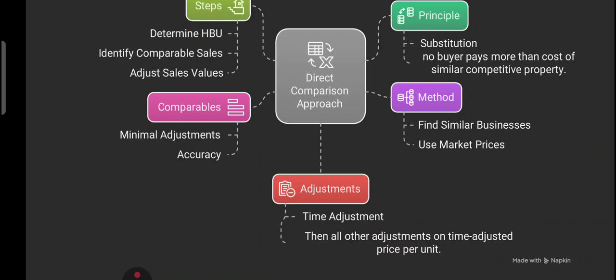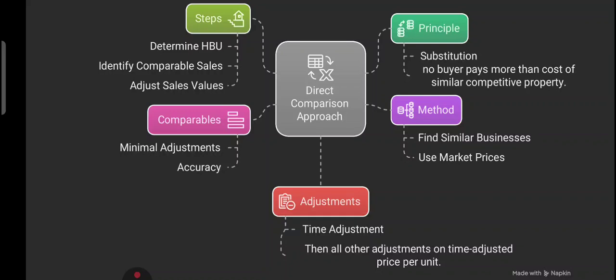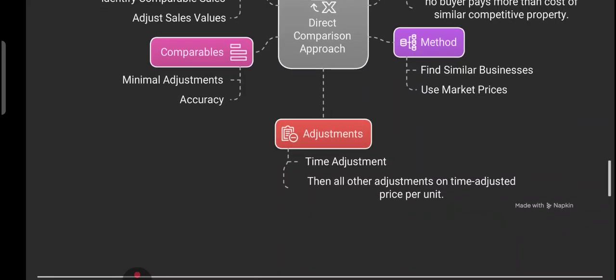In our theory video, I have provided a numerical problem also, based on a step by step explanation of how to go about solving a problem based on the direct comparison approach. It is not feasible to describe the entire process here, because the entire calculation will itself take 20 to 30 minutes. So I request you to please go through the theory videos.